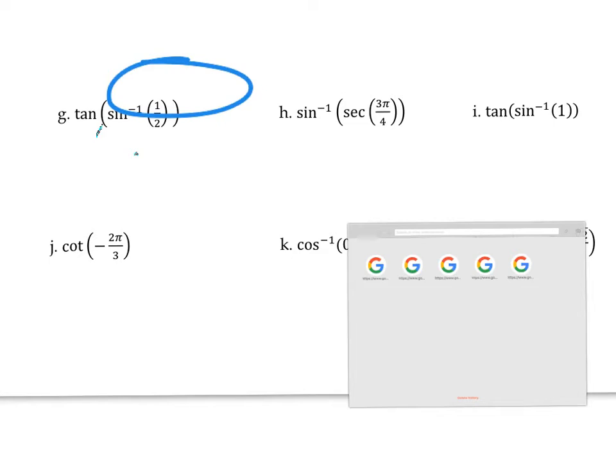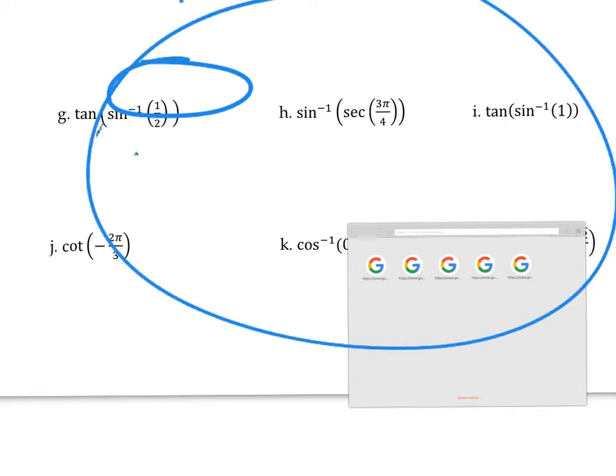And then now I have sine inverse of negative square root of 2. Is that anywhere on your unit circle? When is sine, when is y, negative square root of 2? No? So you just write not possible.